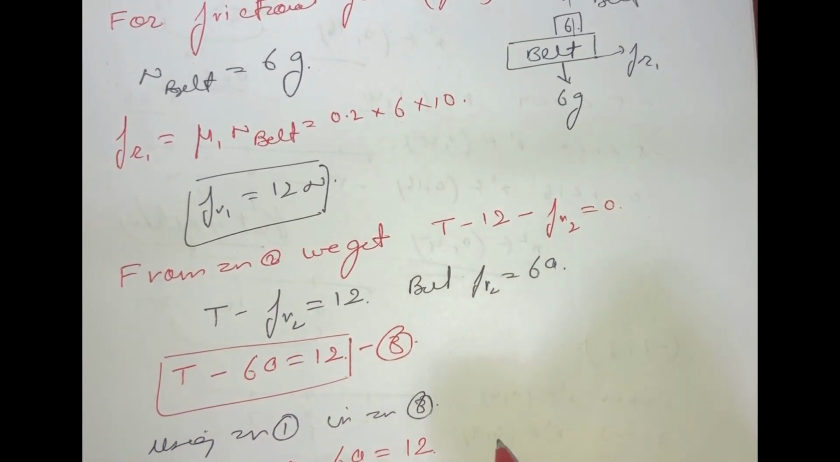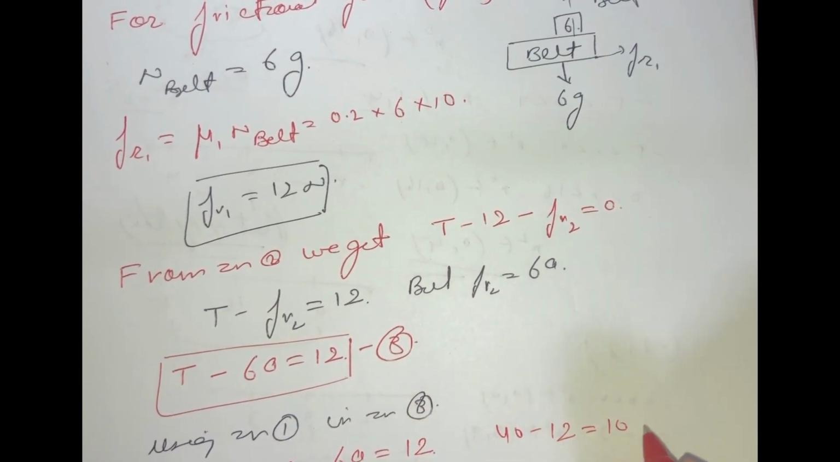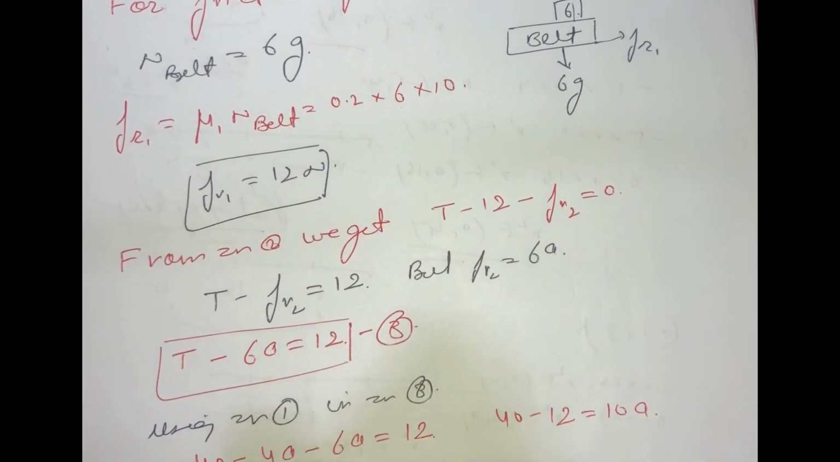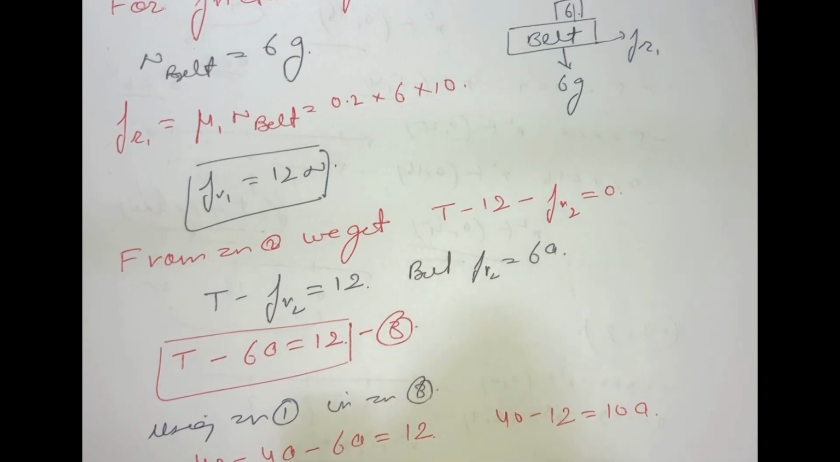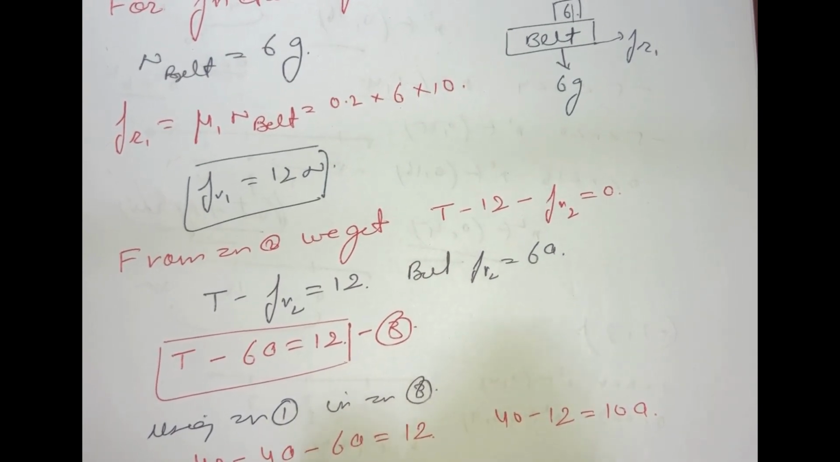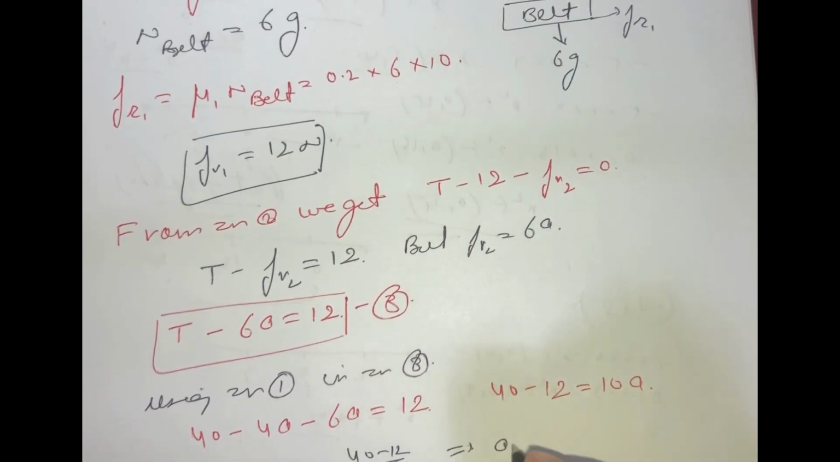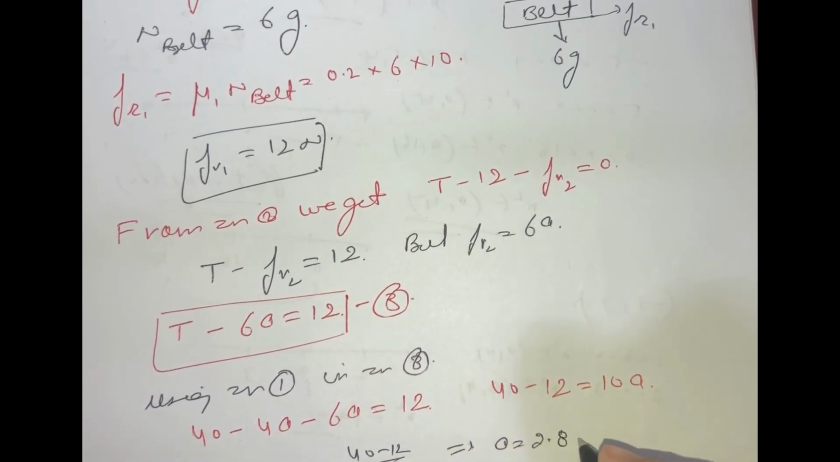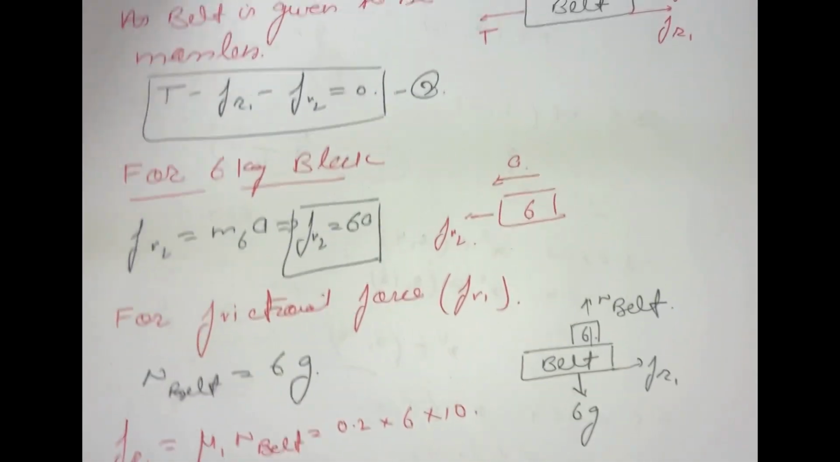So we get 40 minus 12 is equal to 10a, and we get the value of acceleration as 40 minus 12 divided by 10, which gives us acceleration equal to 2.8 meter per second square. So this is the common acceleration which we have assumed.